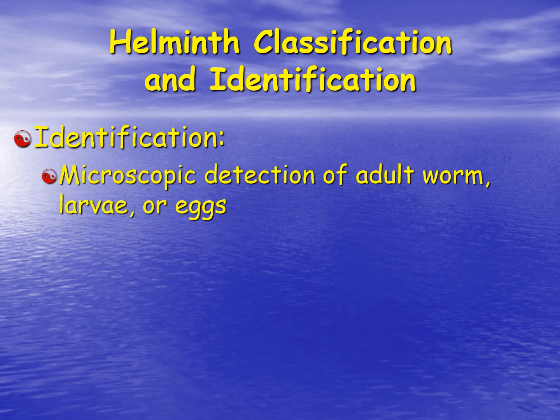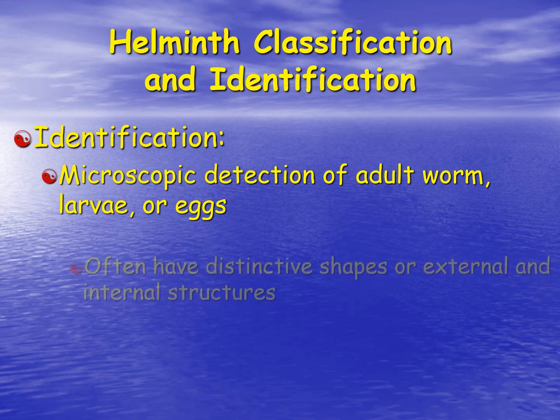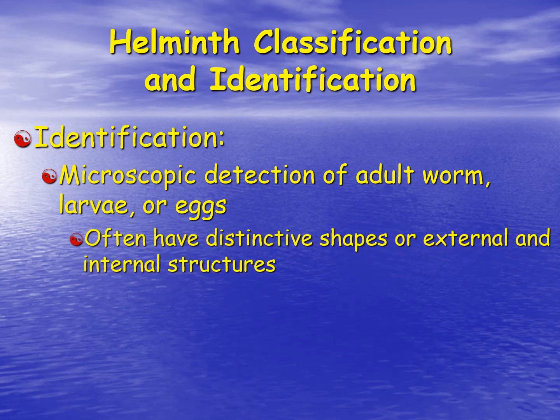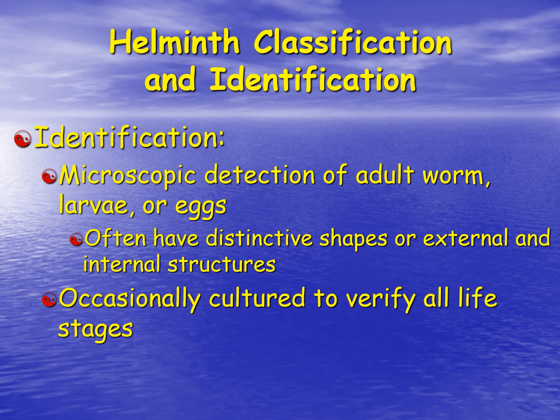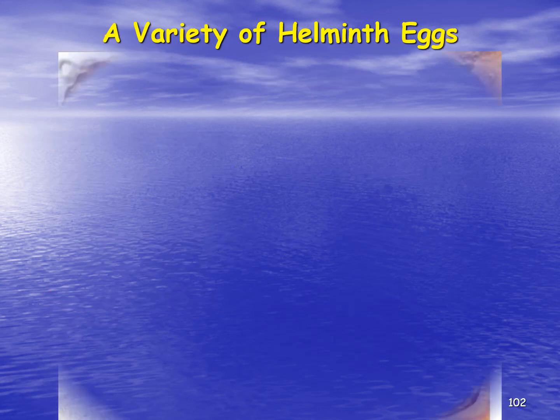Microscopic detection of the adult worm, larvae, or eggs is one of the most common things that we use. Oftentimes all of these have distinct external or internal structures that make identification very easy. Normally I diagnose roundworms, hookworms, and pinworms, even though I don't see a lot of pinworms because dogs and cats can't get them, but some of the other roundworms as well, I see the eggs in a stool sample. Occasionally we culture these to verify all life stages.